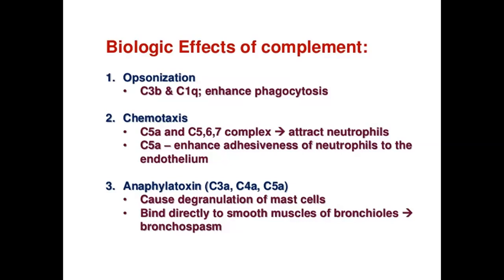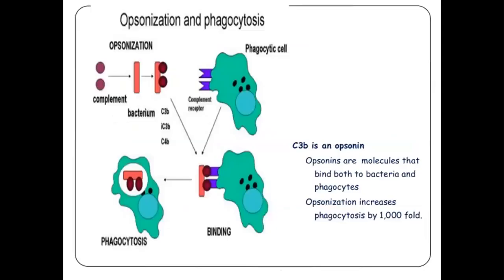So next one, anaphylatoxin. Anaphylatoxins are C3a, C4a, and C5a. The larger fragments, that is C3b, C4b, C5b, all participate in the formation of the membrane attack complex. The smaller fragments like 3a, 4a, 5a act as anaphylatoxins, cause degranulation of the mast cells, and bind directly to the smooth muscles of the bronchioles, which leads to bronchospasm. So C3b is an opsonin that increases the phagocytic activity.